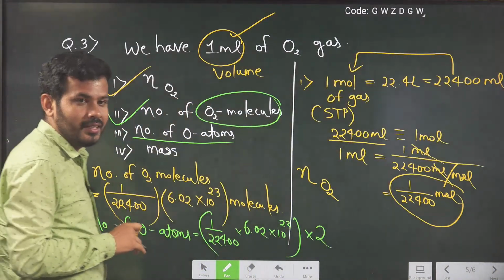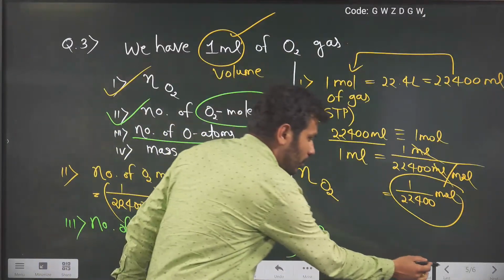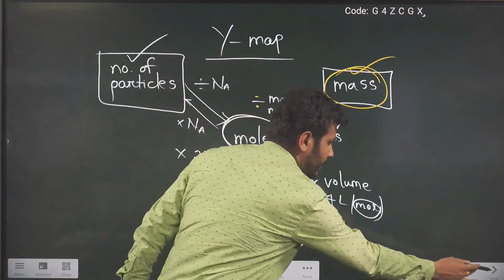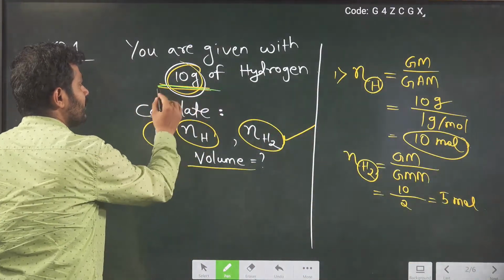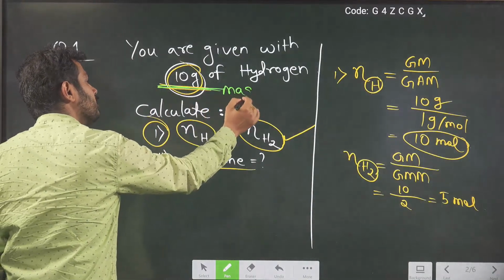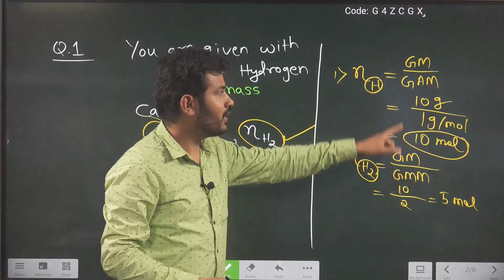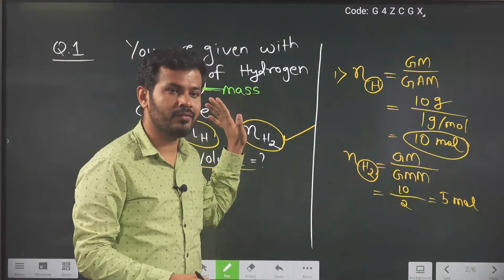So what is the point here? I'm telling all the 3 questions one by one. In the very first question, what was given? Mass was given. So from mass, we have calculated the number of moles: given mass by molar mass. And from mole, everything we have done further.